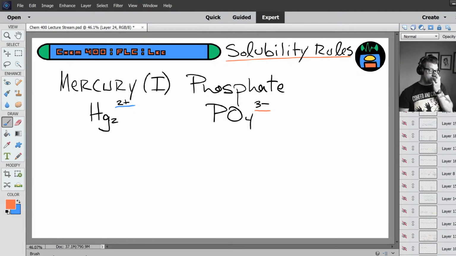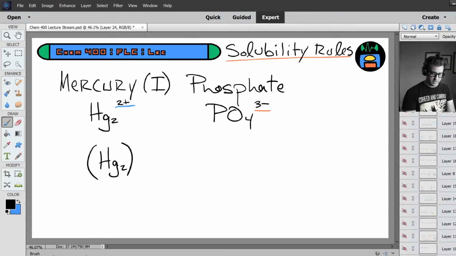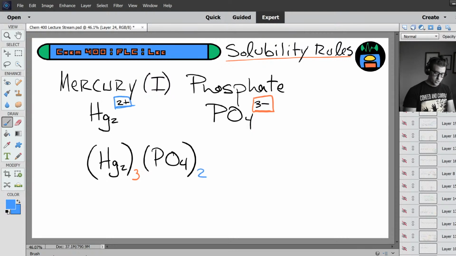And so whenever you have that situation happen, you are going to give the cation a subscript equal to the anion's charge and the anion a subscript equal to the cation's charge. So together, we've got our first polyatomic ion, mercury 1, and our second polyatomic ion, phosphate. The subscript for mercury 1, your cation, will be equal to your anionic charge, which is 3. The subscript for your anion will be the cationic charge, which is 1.